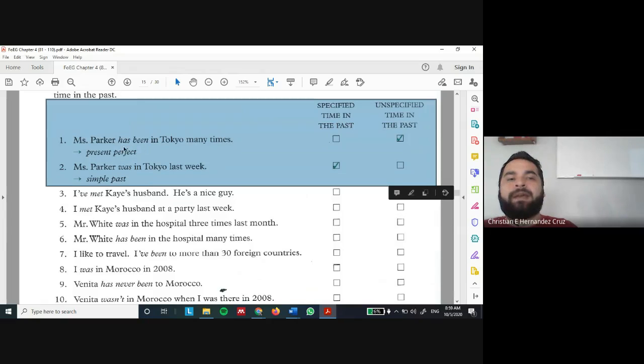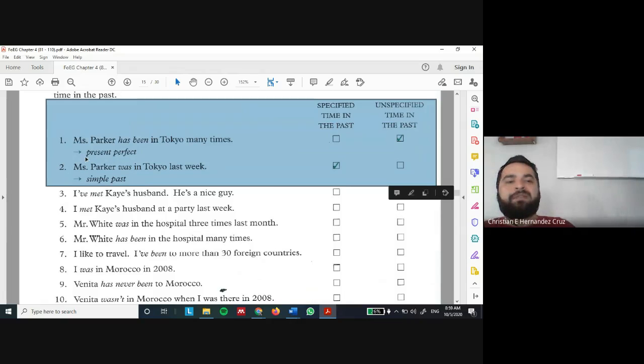But apart from identifying it as present perfect, we see something here. This says that this is unspecified. So it says Miss Parker has been in Tokyo many times. No te dice that she was there last week. It doesn't say that she was there last month. It doesn't say that she was there from May until August. It just says that she's been there many times. So this is unspecific and it is present perfect.